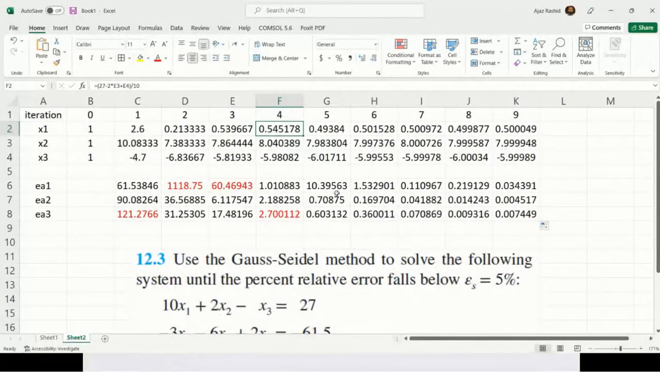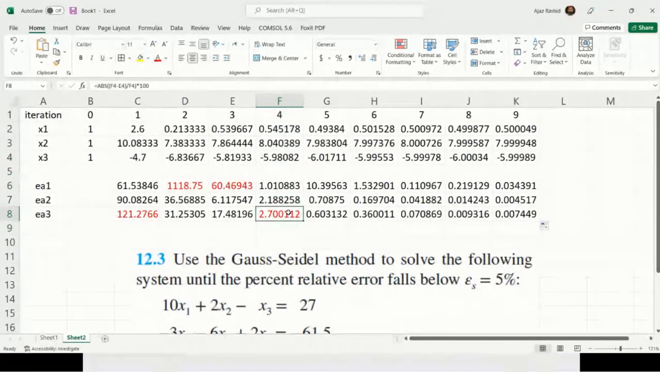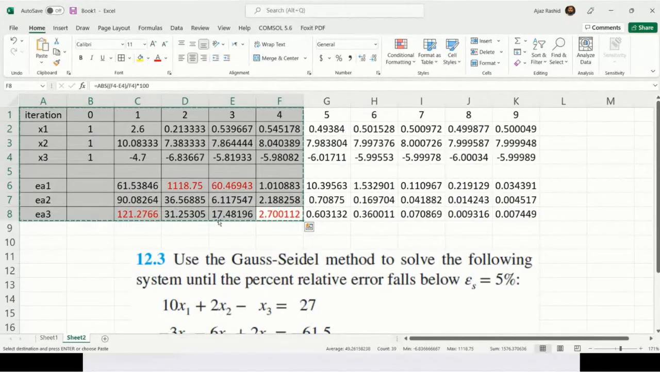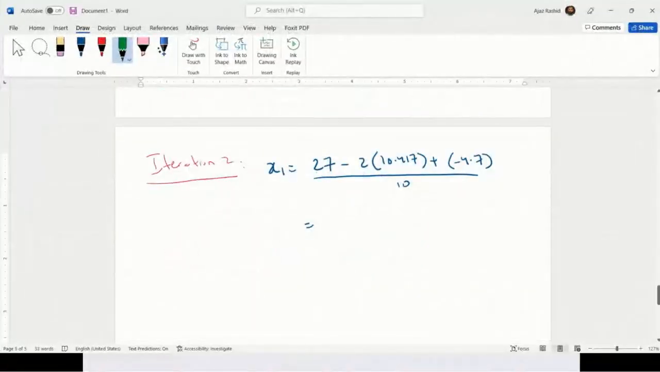Of course, here you can see the approximate error again goes above 5%, but you don't have to worry about that. The first time you get all of them becoming less than 5%, you can stop there as your final solution. Okay, so I'll just stop here. I'll not bother about the next values.